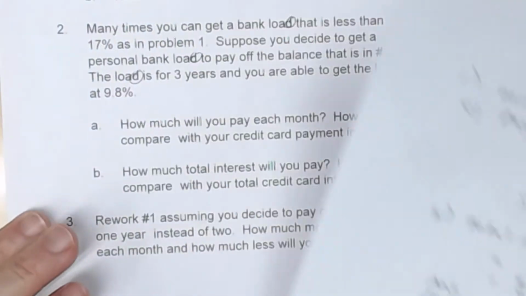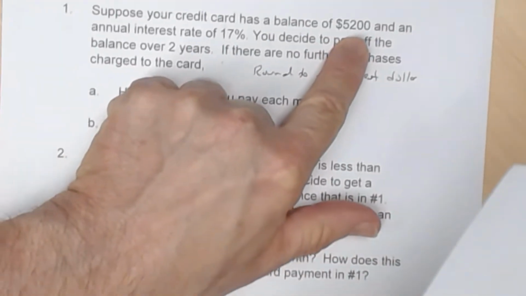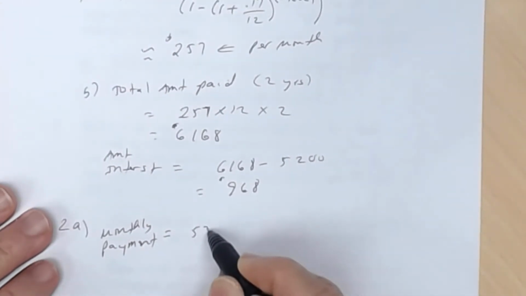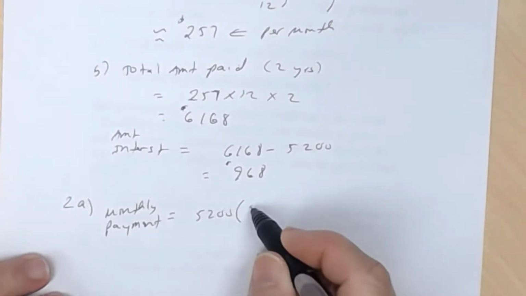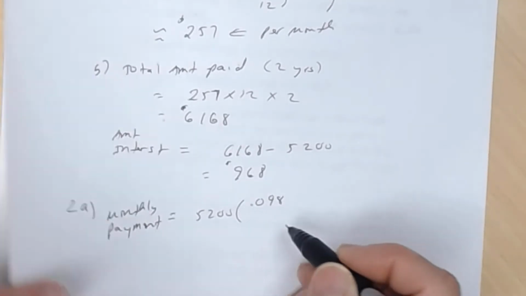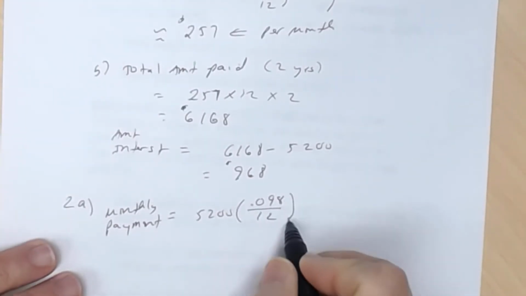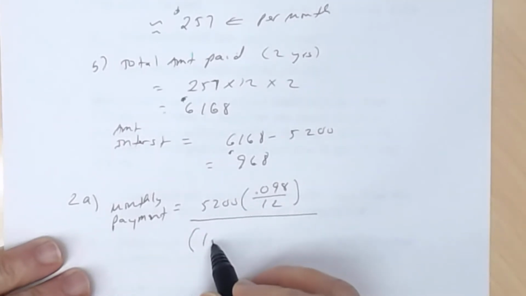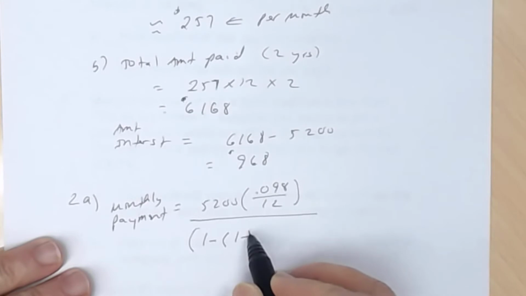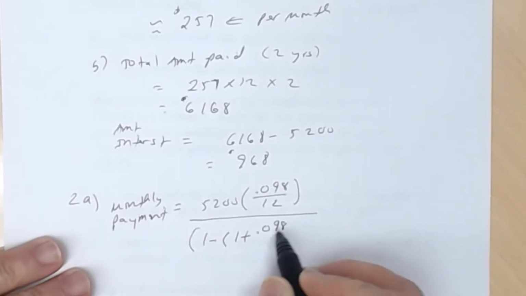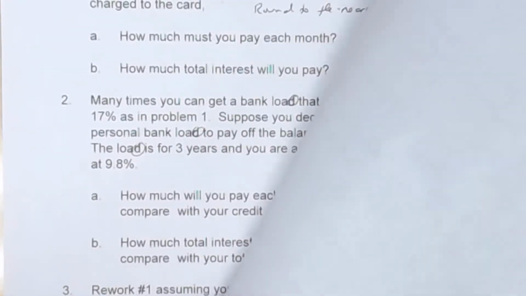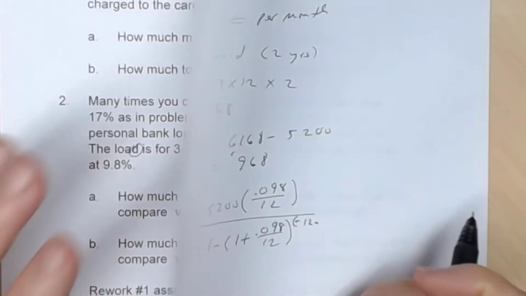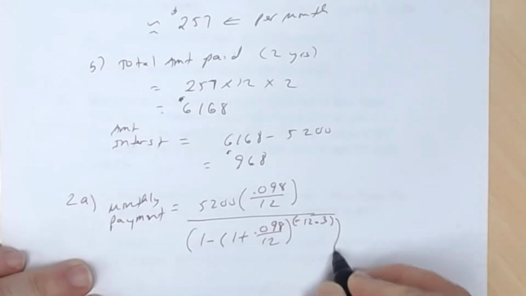All right, so again, this time it's 5,200 because we're still using number 1, the amount of number 1, times the rate, which is now 9.8%, so 0.098, divided by 12, and all that's being divided by 1 minus, in parentheses, 1 plus 0.098 divided by 12, raised to the, in parentheses, the exponent's negative 12 times t, and t in this case, remember, is 3 years, and then close the denominator.